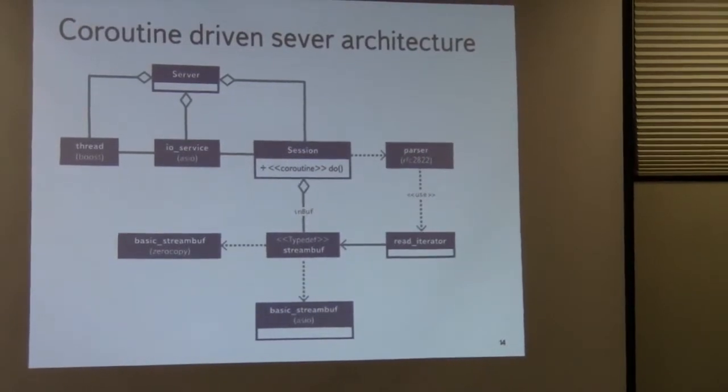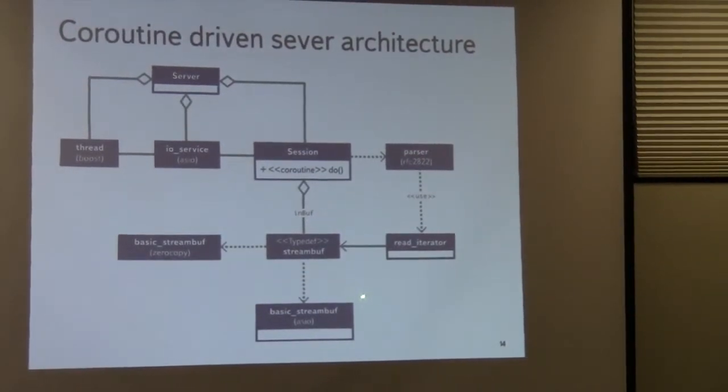Here are the same two different buffers, the ASIO basic stream buffer and our zero copy basic stream buffer. The differences are the next. The first one is the coroutine do, and the next one is read iterator. This entity allows us to process data while we are receiving the next part of data.